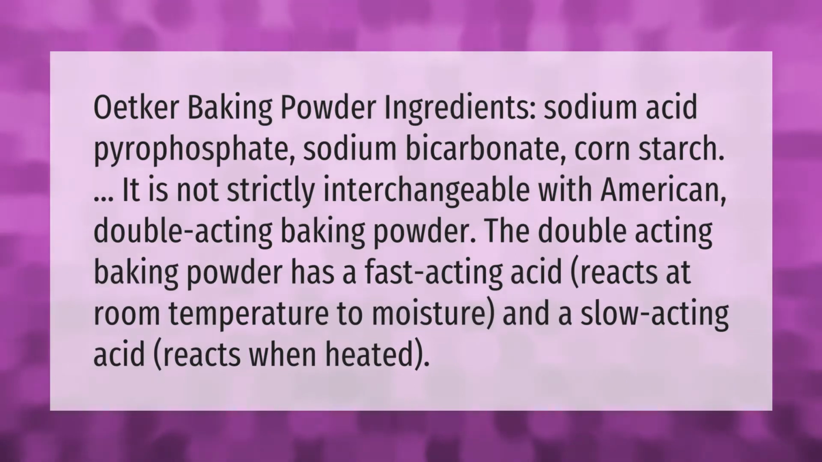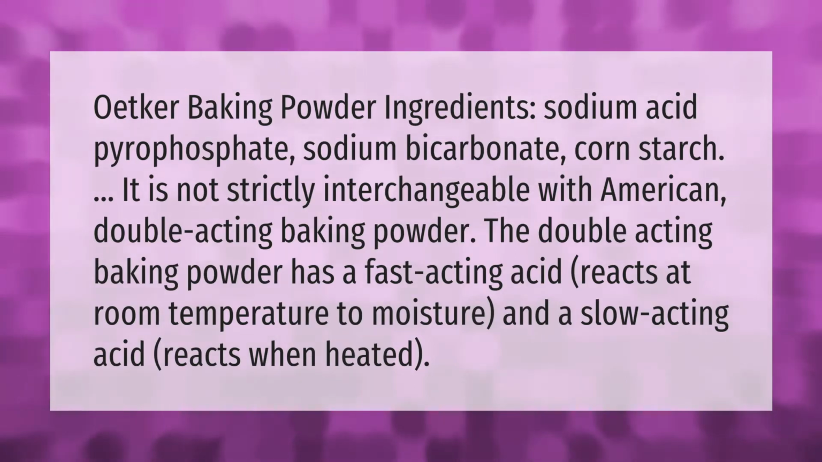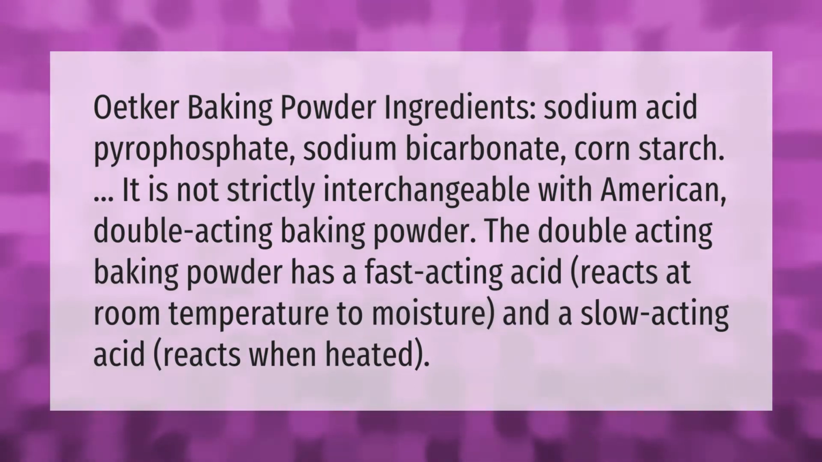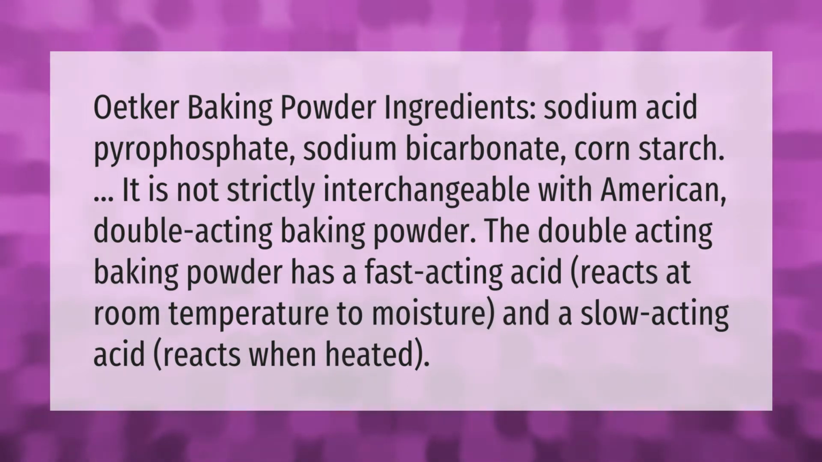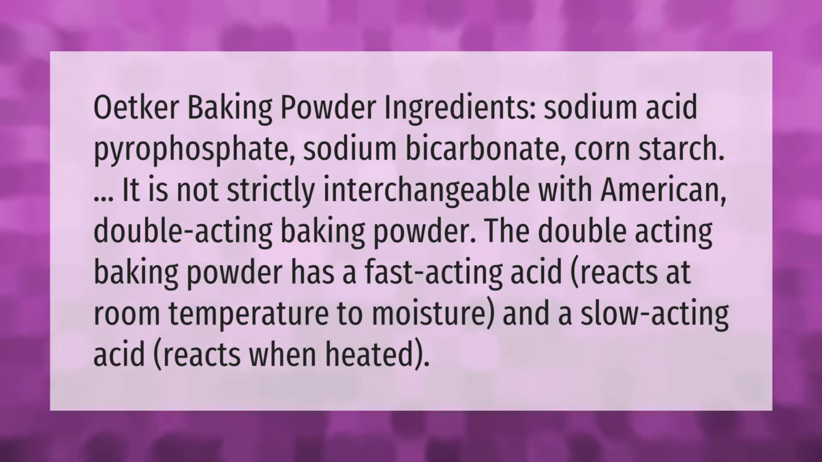Oetker baking powder ingredients: sodium acid pyrophosphate, sodium bicarbonate, cornstarch. It is not strictly interchangeable with American double-acting baking powder. The double-acting baking powder has a fast-acting acid, which reacts at room temperature to moisture, and a slow-acting acid, which reacts when heated.